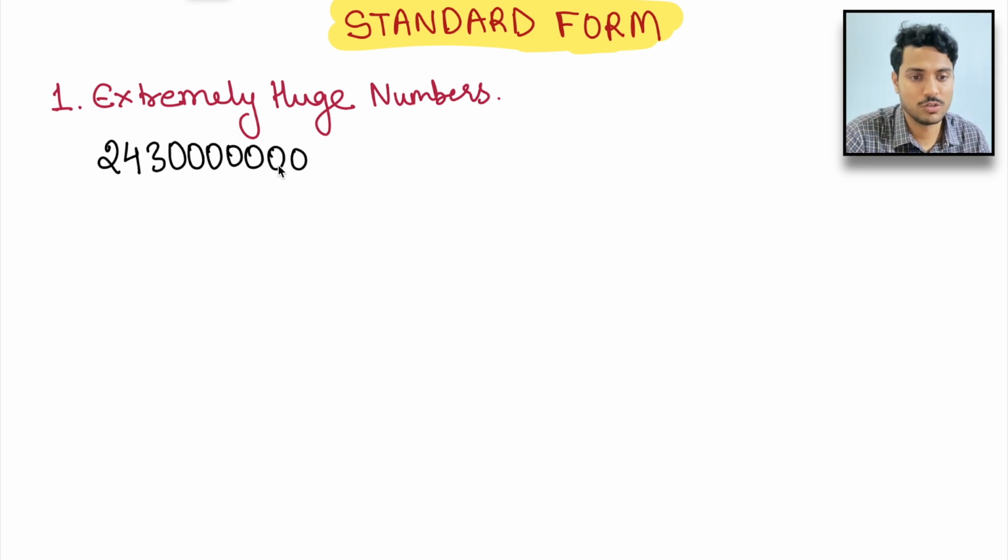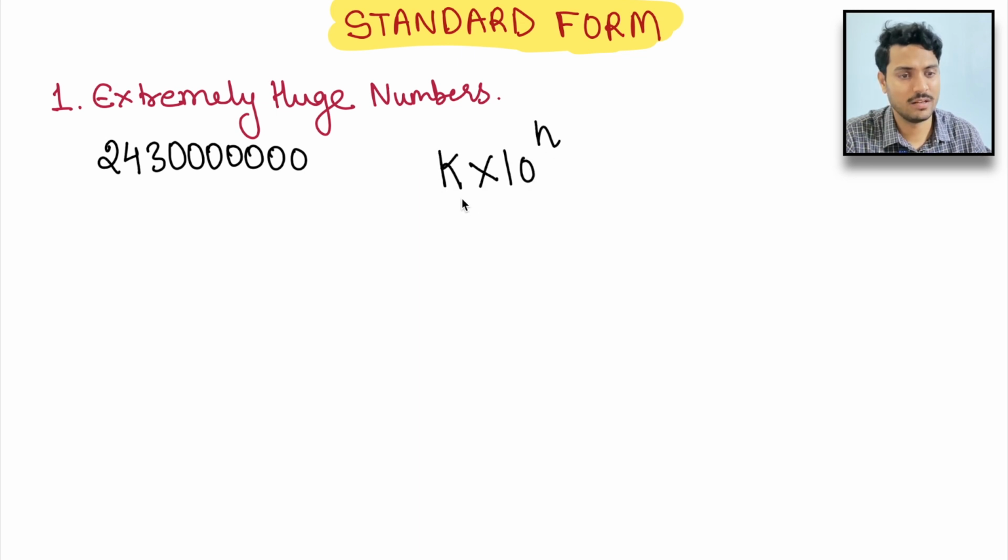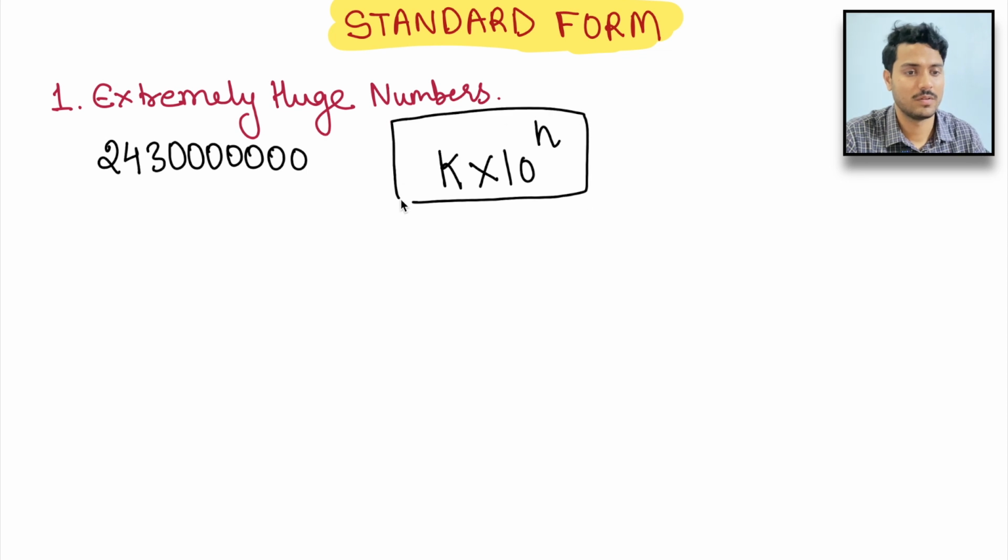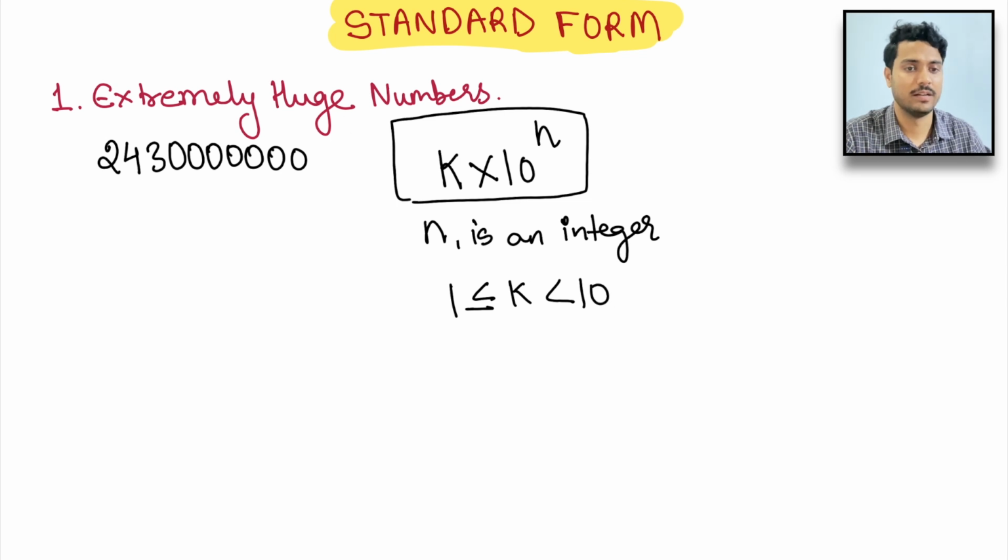So 24300000000, if you have to write it in standard form: standard forms are numbers which are written in this form, k multiplied by 10 raised to n, where n is an integer and the value of k lies between, it should be greater than or equal to 1 but less than 10. So this we have to remember.